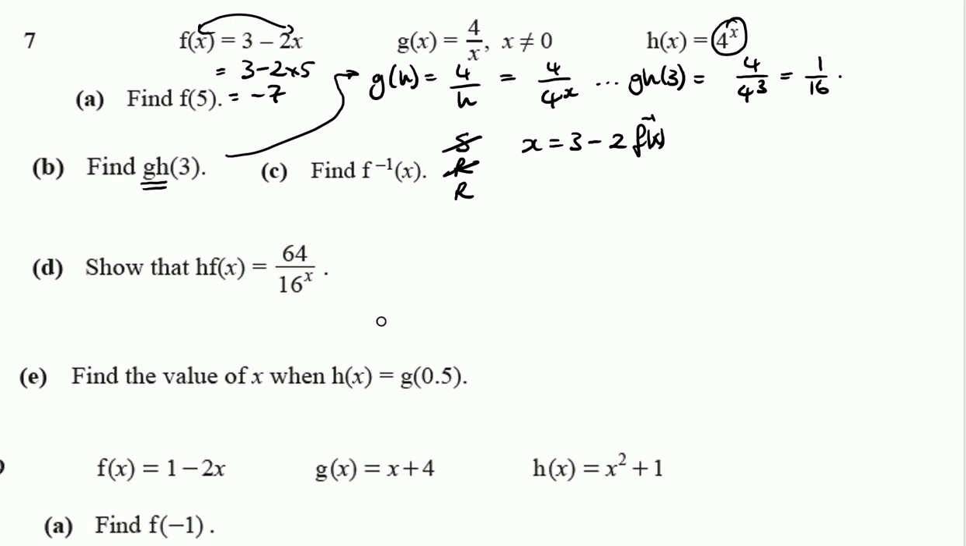Now I rearrange to make that inverse f of x the subject. I'm going to start off by moving it to the other side and moving the x this way. That's going to get me 2f of x equals 3 minus x. Now if I simply divide by 2 on both sides, I've achieved my goal.